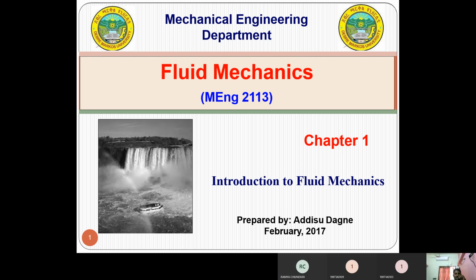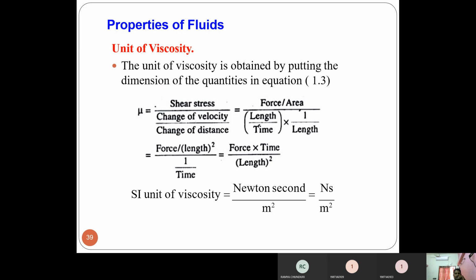Got it. This shear stress is directly proportional to the rate of shear strain. Rate of shear strain is nothing but the change in velocity with respect to the change in length, du by dy. In the next slide, we can see it.